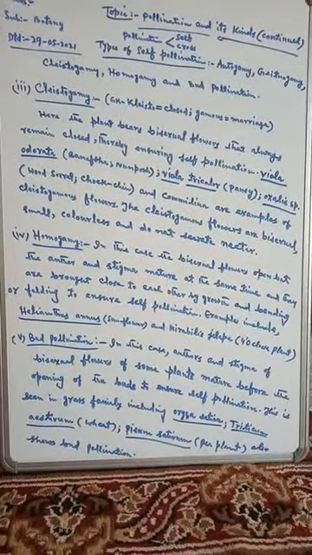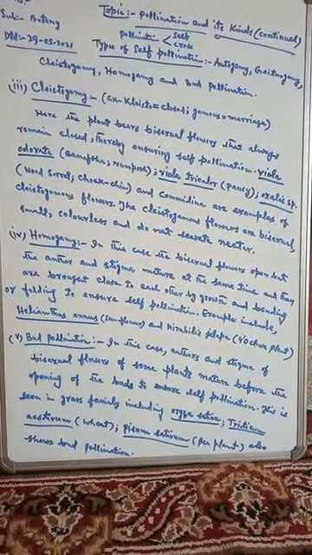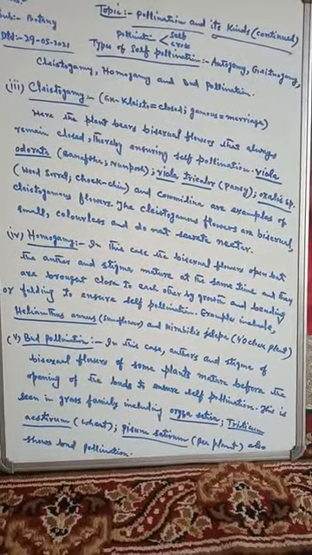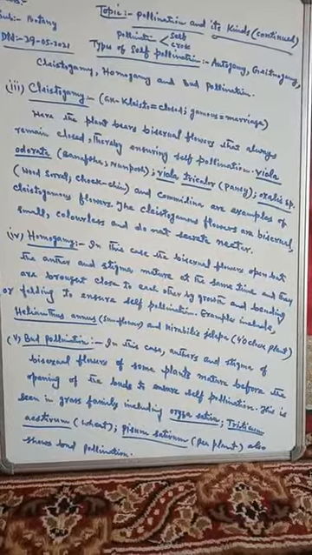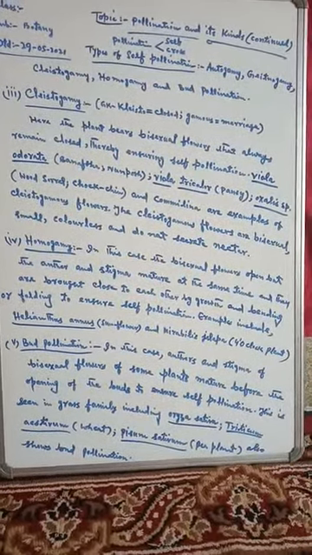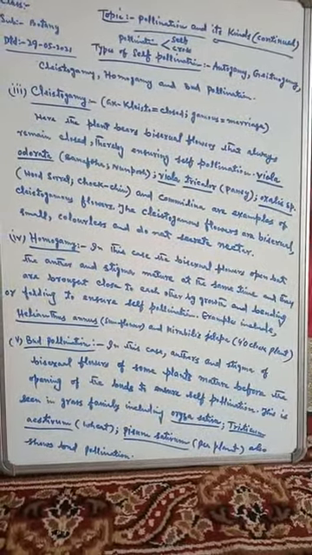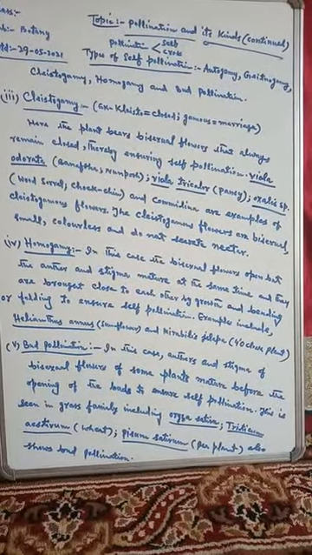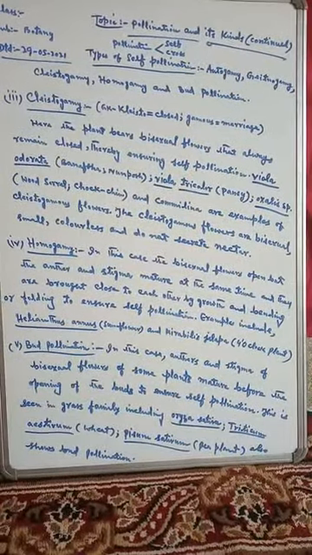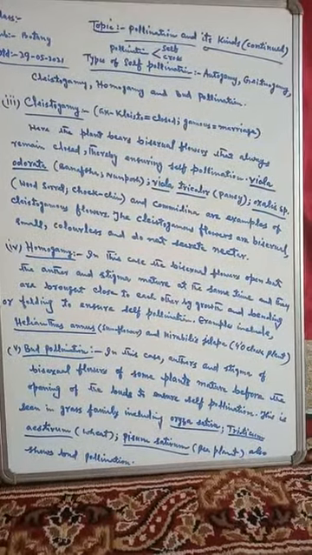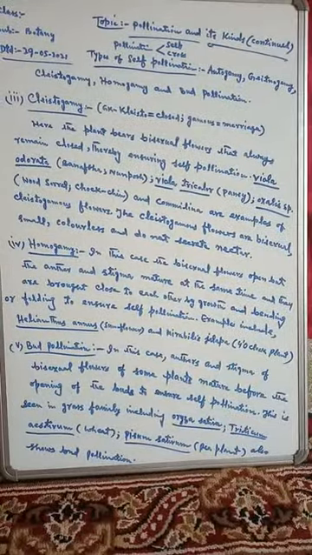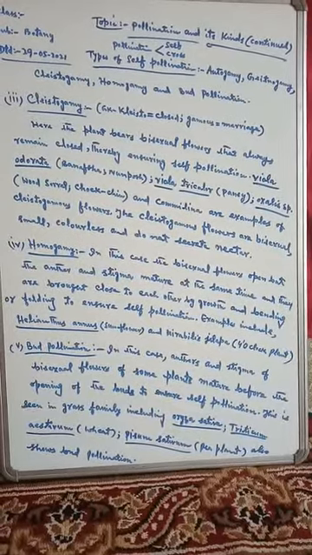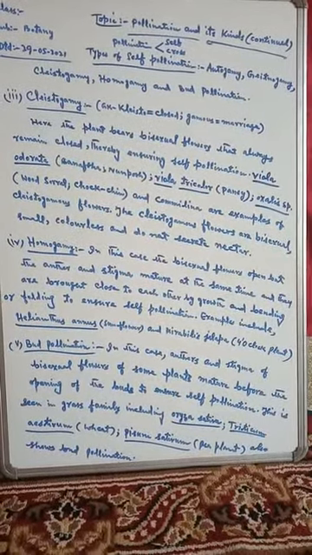So, what is this bud pollination? Here, anthers and stigma of bisexual flowers of some plants mature before the opening of buds. So here in bud pollination, the anther and stigma, the male and female parts of the flower, mature before the opening of buds, and then thus they ensure self-pollination.